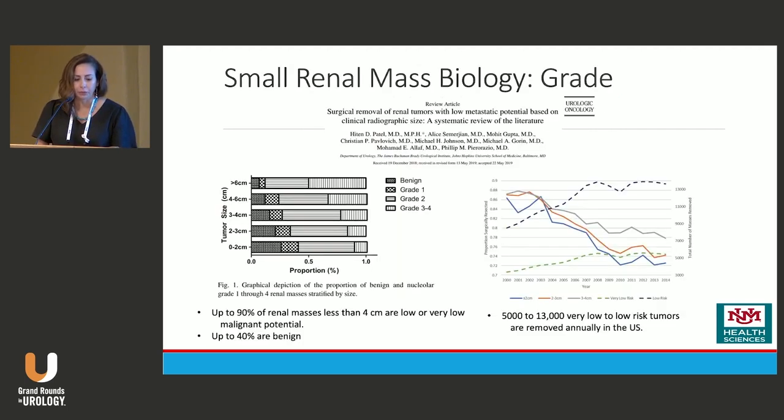If we look at grade, in this fairly recent systematic review of renal mass pathology, we can see that most masses less than 4 centimeters have very low to low malignant potential. There's basically the chance of metastasizing approaches 0.